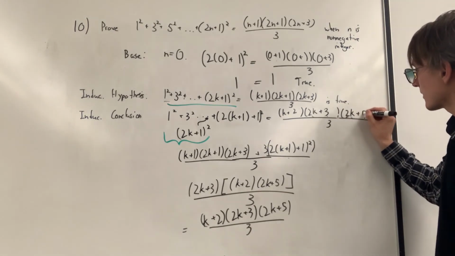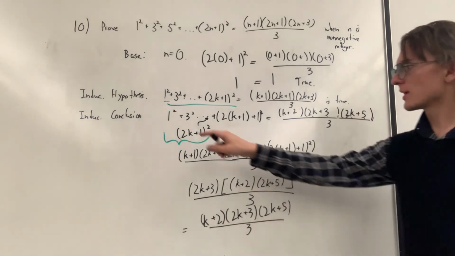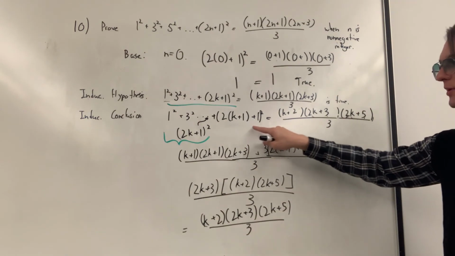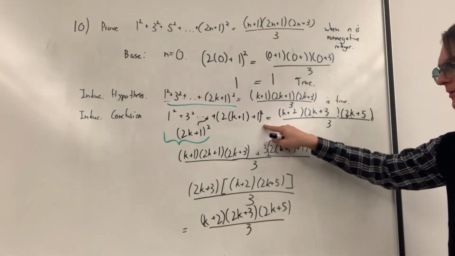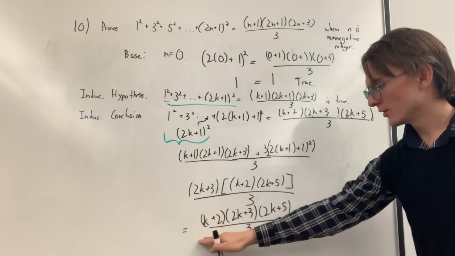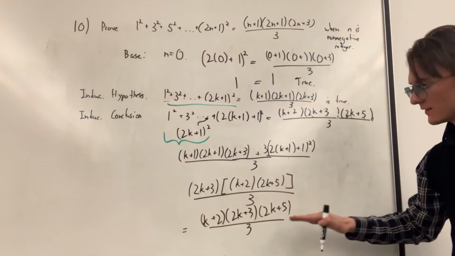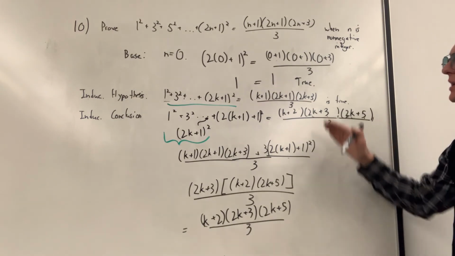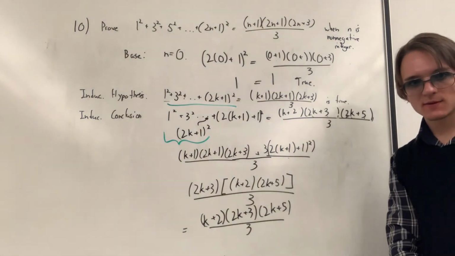2k plus 5. We've shown that this expression here, 1 squared plus 3 squared all the way up through 2 times k plus 1 squared, is equal to this expression. And this expression matches what we were trying to prove. Therefore, by induction, our original statement is proven.